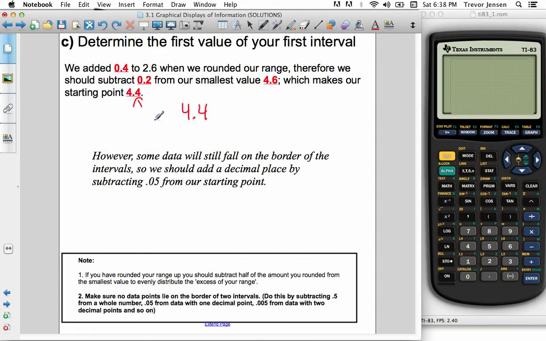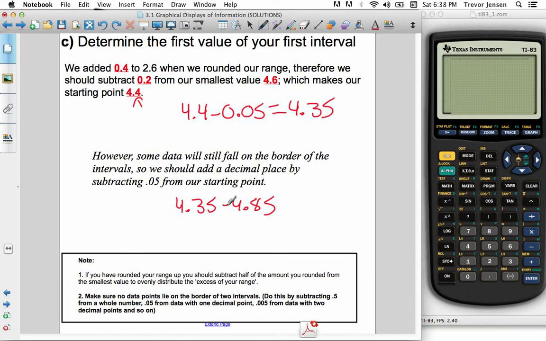So instead of starting at 4.4, I need to add a decimal place to this. So I need to either subtract or add 0.05. I'm going to subtract 0.05. You can do either, it doesn't matter. And you get 4.35. So my first interval would be from 4.35 to 4.85, and so on, going up by 0.5 each time.